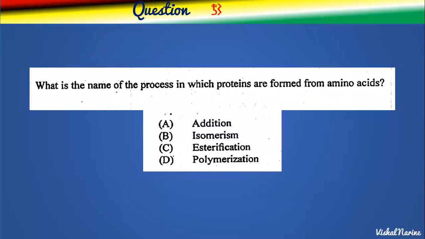Question 53. What is the name of the process in which proteins are formed from amino acids? So we have amino acids plus amino acids plus amino acids. What is that process called? That is going to form proteins. All right, so it's called an addition reaction, isomerism, esterification, or polymerization. Okay, so yes, I see most persons saying it is D, so that is correct.